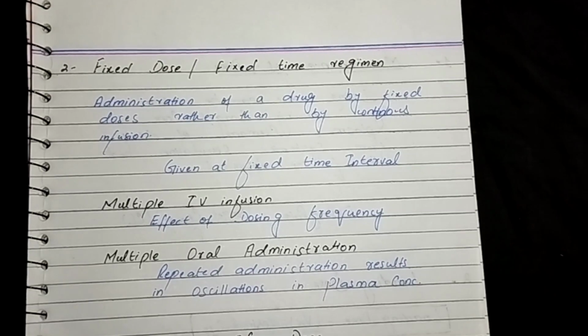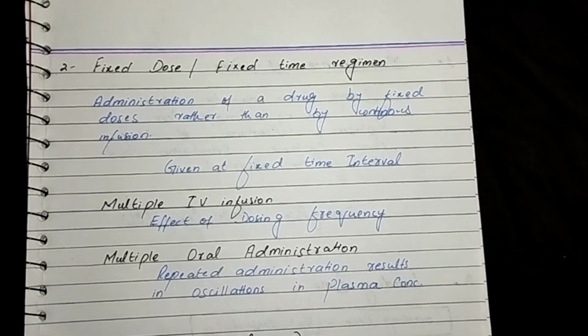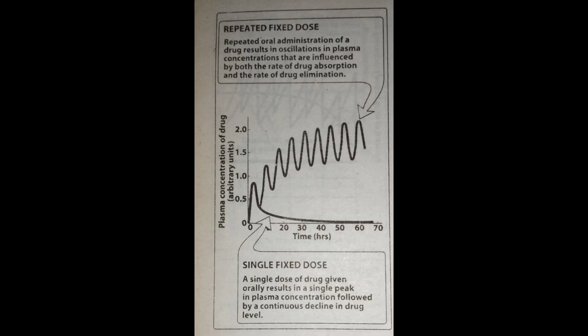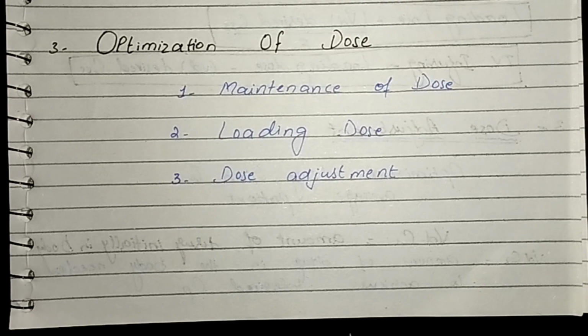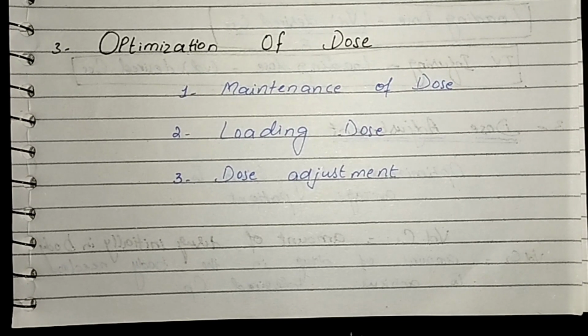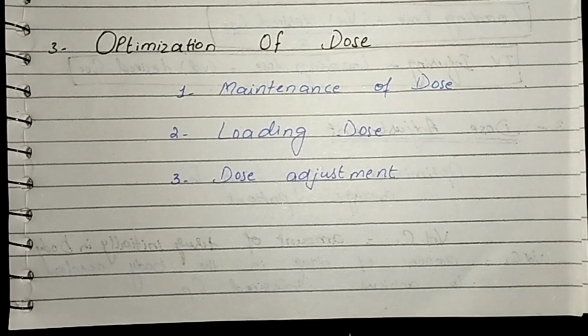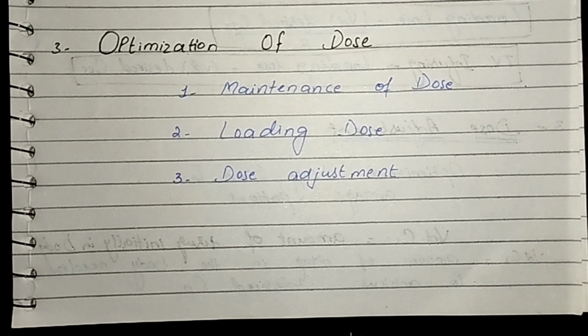Here is a graphical representation of fixed dose. As we can see, a single dose of drug given orally results in a single peak in plasma concentration, followed by a continuous decline in the drug level. Now we move towards the optimization of dose, which is divided into three segments, that is maintenance dose, loading dose, and dose adjustment.